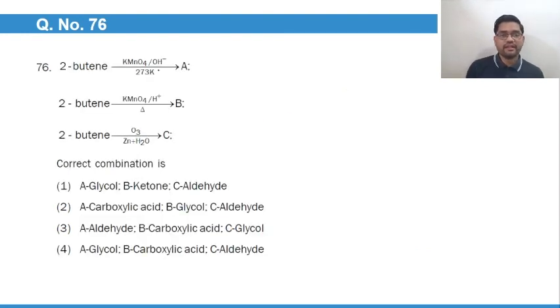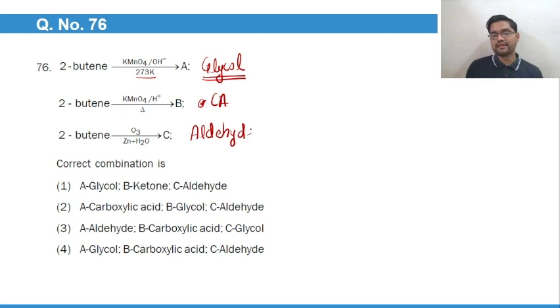76. 2-butene, KMnO4, alkaline, cold medium. That means glycol formation by Bayer's reagent. This is Bayer's reagent and hence glycol formation. Butene, KMnO4, acid, heat. That means carboxylic acid formation, it will give you 2 moles of acetic acid. 2-butene, ozonolysis, it will give you 2 moles of aldehyde, that is acetaldehyde.